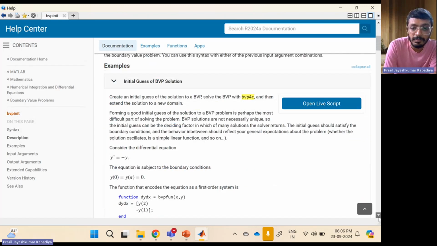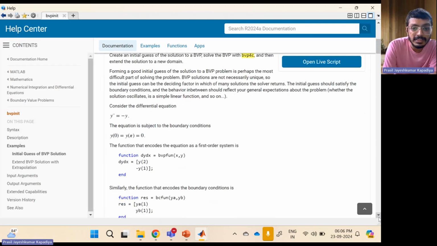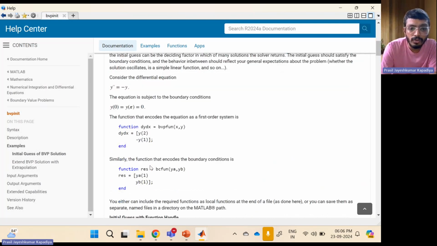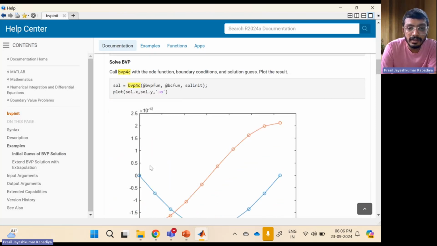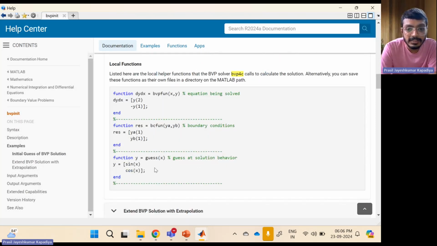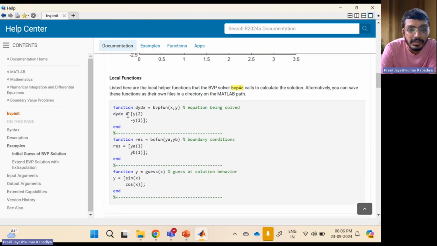Let's take this small example. See, this is the problem: d square y by dx square is equal to minus y. We are given two boundary conditions, y of 0 is equal to 0 and y of pi is equal to 0. So to use bvpinit, this is the function of, sorry, where did it go?